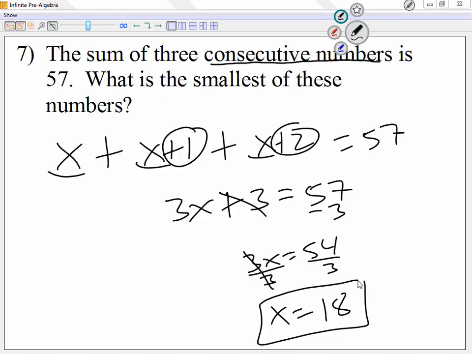If I gave you consecutive even numbers or consecutive odd numbers, they don't increase by 1, they increase by 2. So the way I would have written it would be x plus 2 plus x plus 4. Remember, even numbers or odd numbers, they're increasing by 2, not by 1. So that's what consecutive means. All right. Any questions?